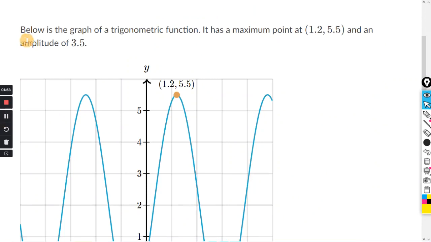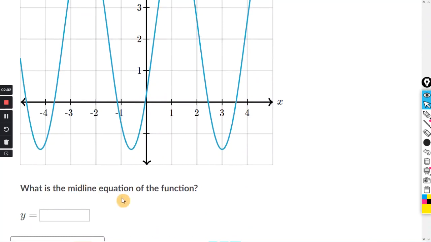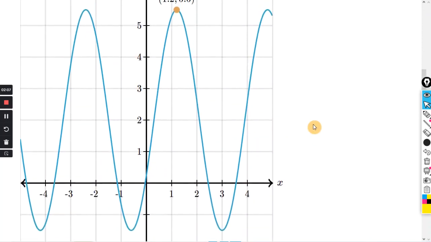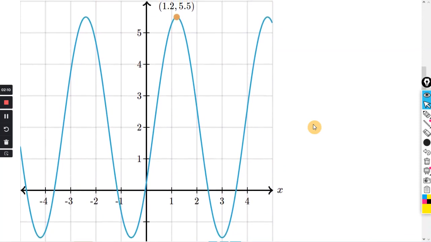First problem. Below is the graph of a trig function. It has a max point at y equals 5.5 and an amplitude of 3.5. What is the midline equation of the function? There's more than one way to do this problem. I'll do the simplest way first. The maximum point is the highest point, so we're looking at the y-coordinate of this point here, and we can see the y-coordinate is 5.5.